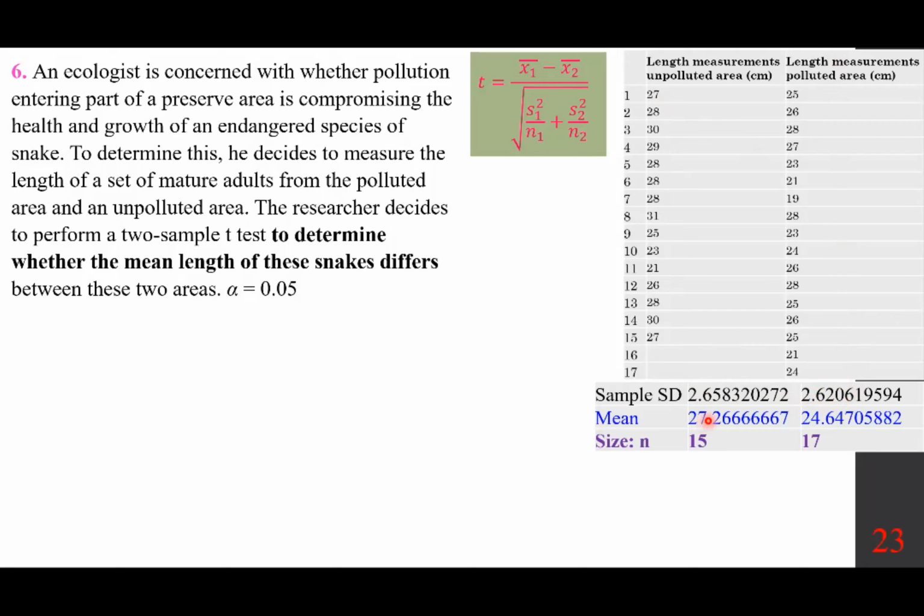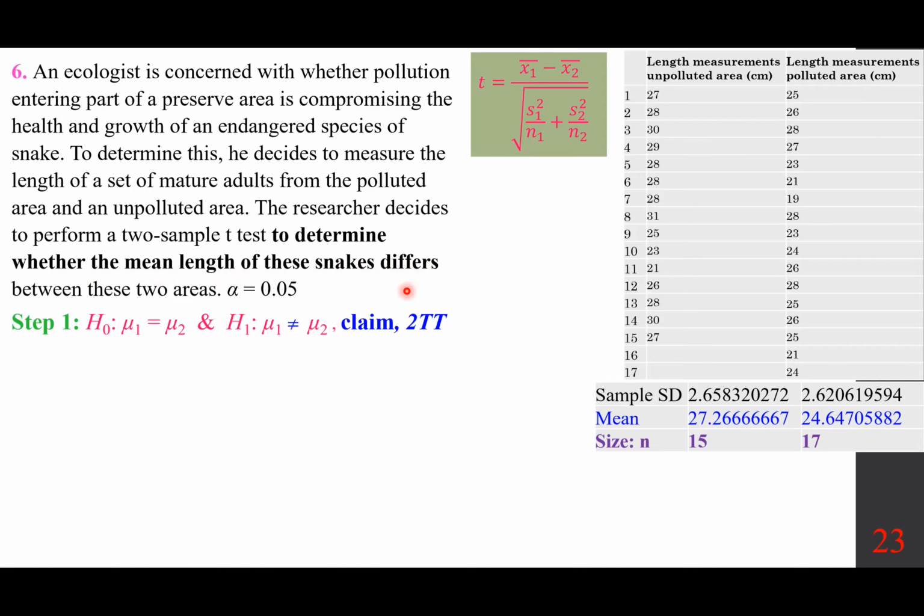The mean is 27.266, and the mean is 24.647 for the next one. The sample size is 15 for the unpolluted area and 17 from the polluted area. So that's the first part we do because we have to have all of those to start the test of hypothesis. H0, mu1 equals mu2. H1, mu1 is not equal to mu2, because we are determining whether the mean length of these snakes differ.